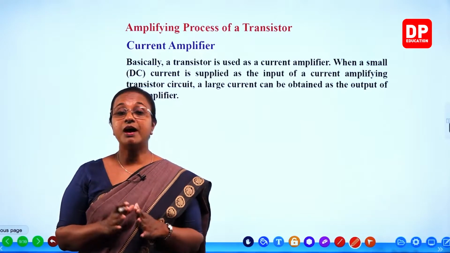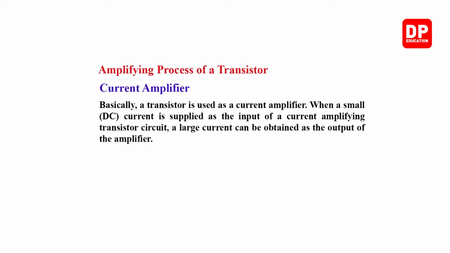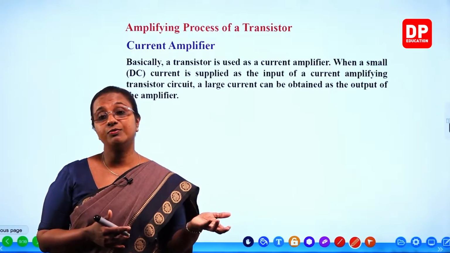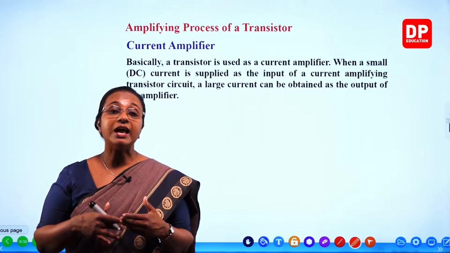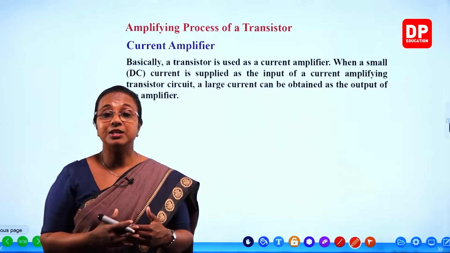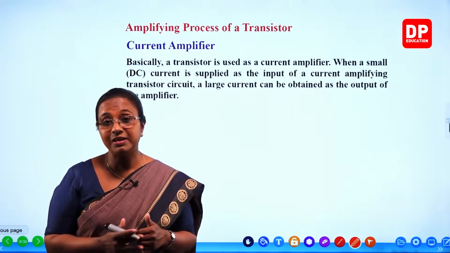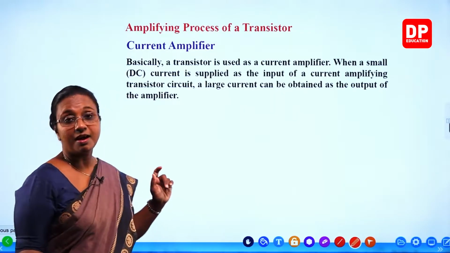So the first function of a transistor is the amplifying process of a transistor. Now when you say amplification, you all can understand that term. We increase something. If you amplify sound, the volume of the sound will be increased. Or if you amplify a signal, you can increase the amplitude of the signal. So like that, we do the amplification process.